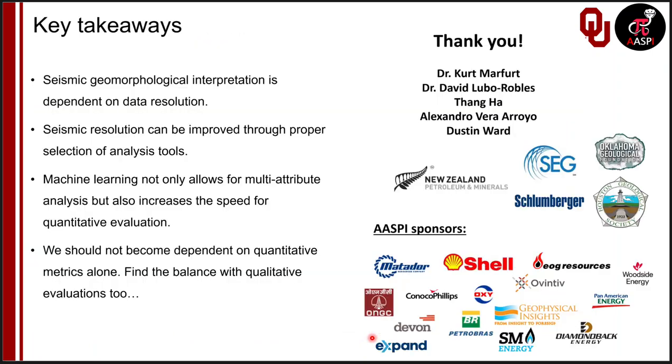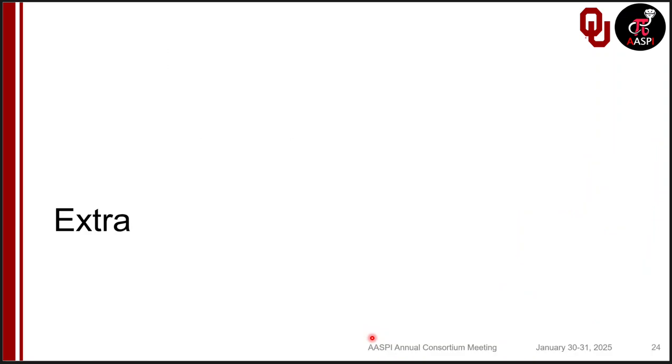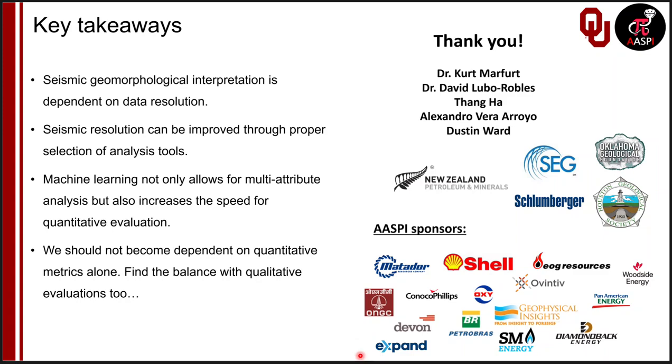And so to kind of wrap this up, here are my key takeaways. When we're looking at seismic geomorphological interpretation, it is going to be very dependent on our data resolution. As a human interpreter, the better the resolution, the easier it's going to be for us to be able to delineate some of those subtle features. We can improve seismic resolution through making sure that we have the proper selection of analyses tools.